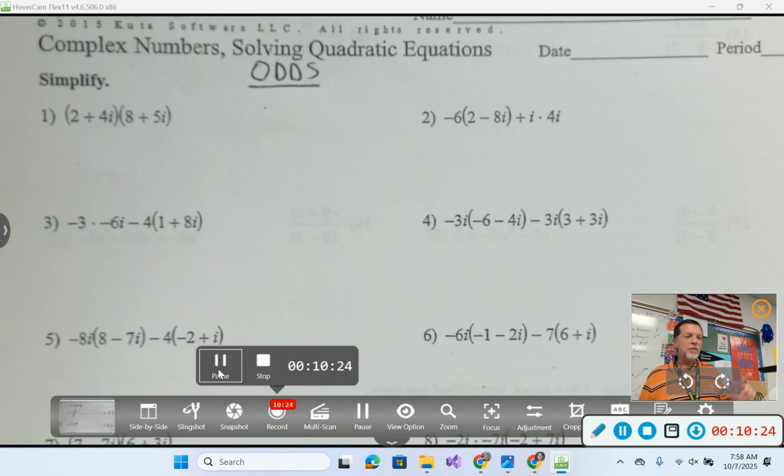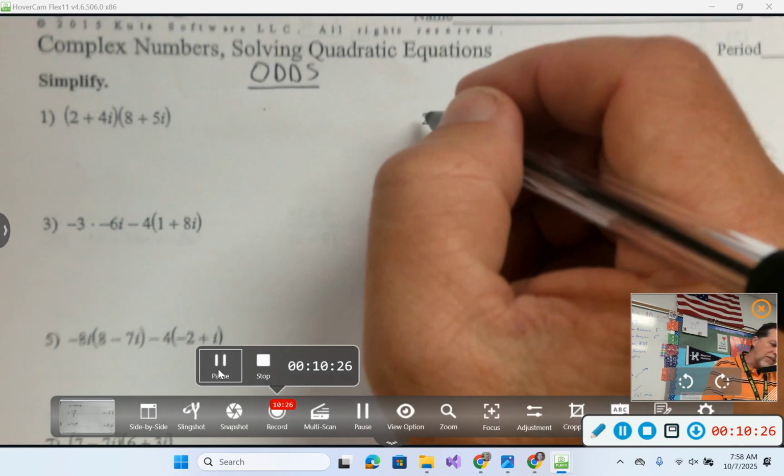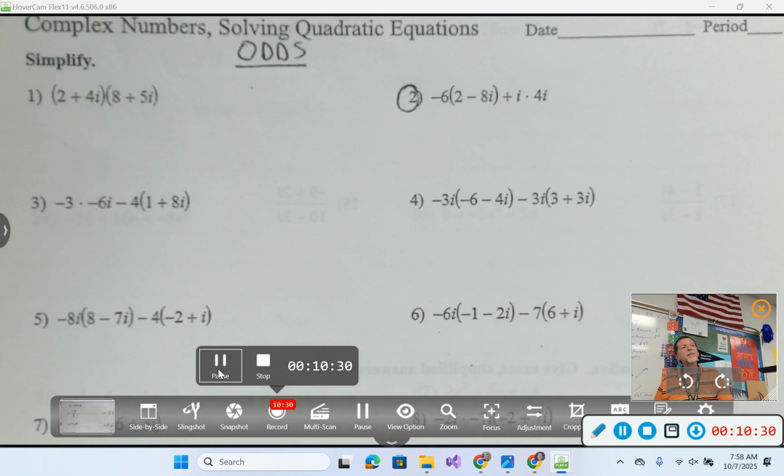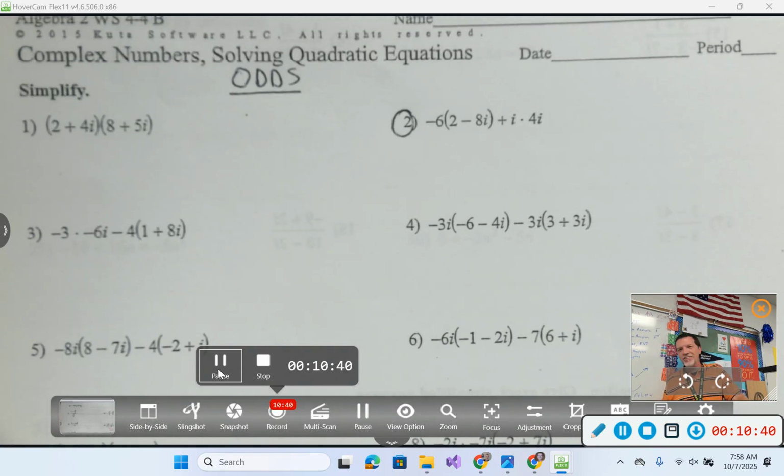Okay, so even though I'm assigning the odds, I want to work some of the evens with you, because I don't want to take all of your fun. I want to leave some for you to do. So let's do number 2. I'm thinking of you. This is all like i stuff. So this is stuff we know. We just have to be careful.